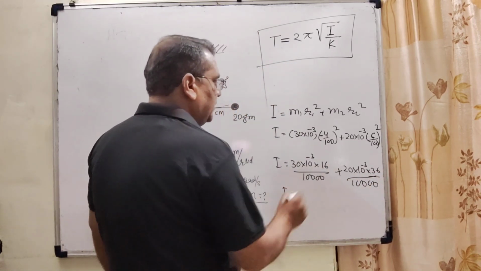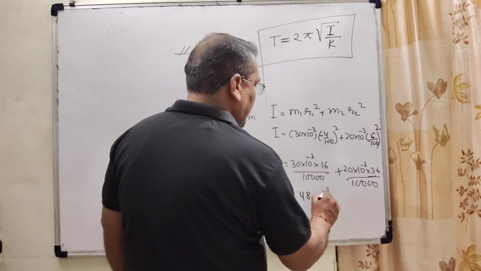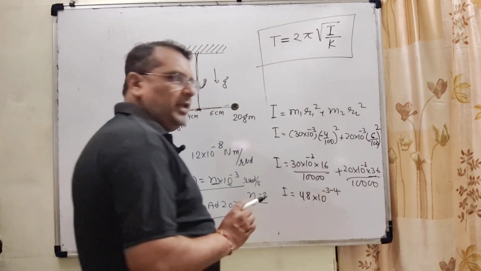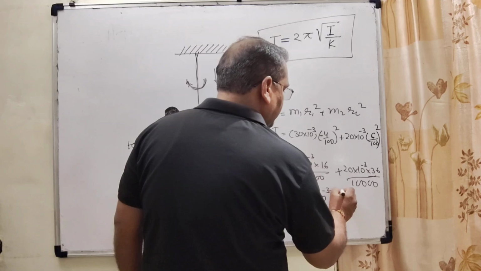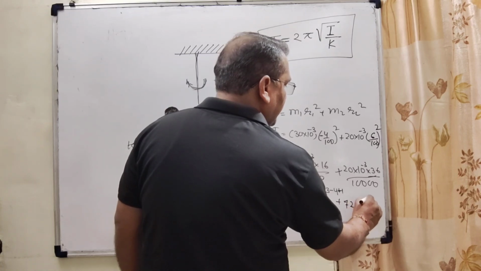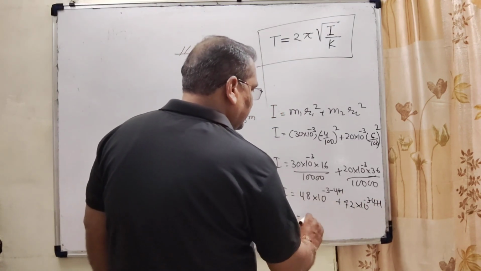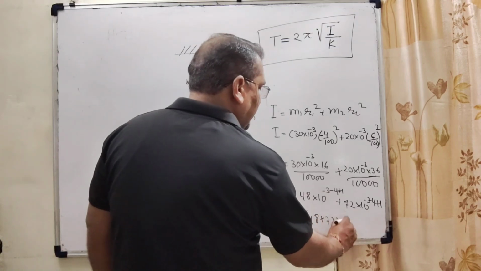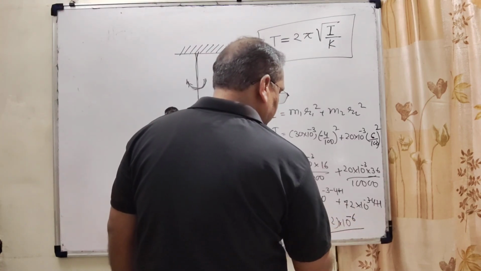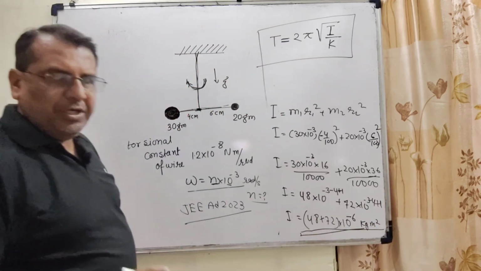So I = 16 × 3 is 48, times 10^-3 × 10^-4, plus 1, because the 0 is considered as 10. Then 36 × 2 is 72, times 10^-3 × 10^-4, plus 1. So I = 48 + 72 with 10 raised to the power -7 + 1, that is -6. The unit is kilogram meter squared. So this is the moment of inertia.